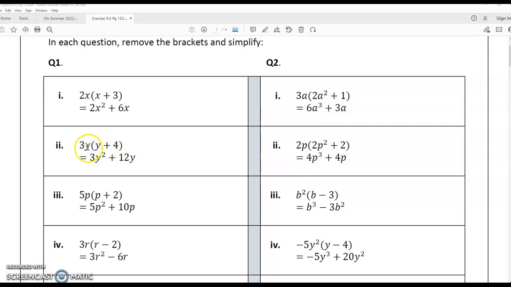Number 2 here, 3y by y. Don't forget 3 by 1 is 3 and y by y is y squared. 3y by 4, so 3 by 4 is 12, 3y by 4 is 12y.